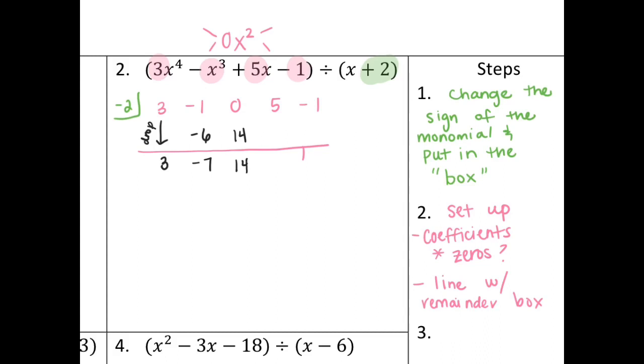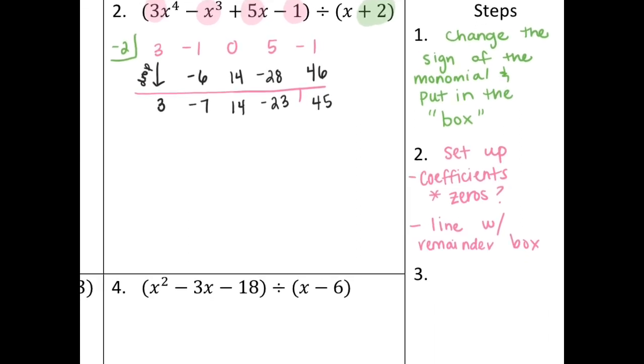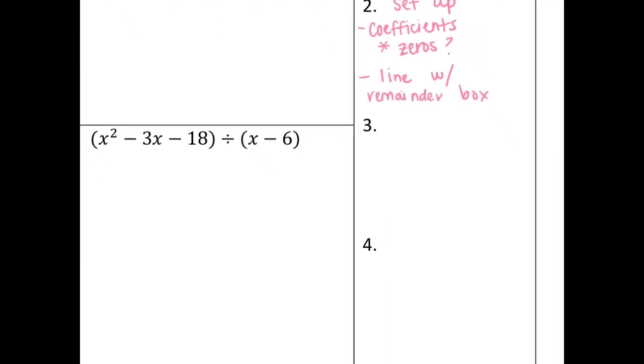-7 times -2 is 14. 14 plus 0 is 14. 14 times -2 is -28, plus 5 is -23. Times -2 is +46, minus 1, 45. Now let's label them. So starting with the 45, I am going to have, pause, rewind.